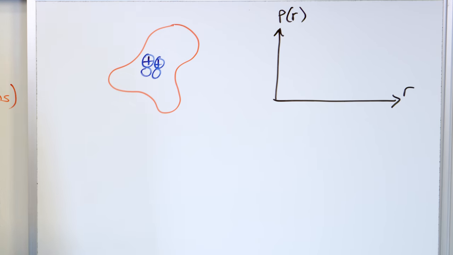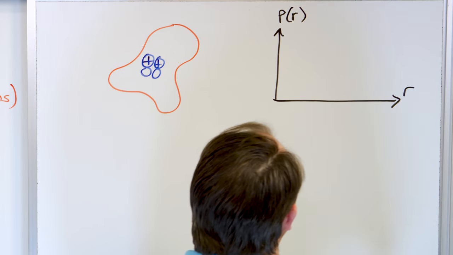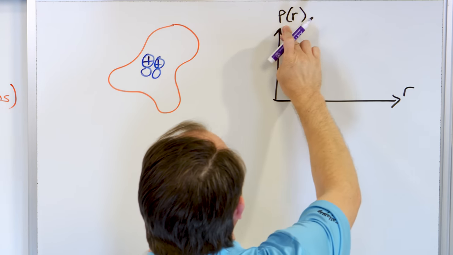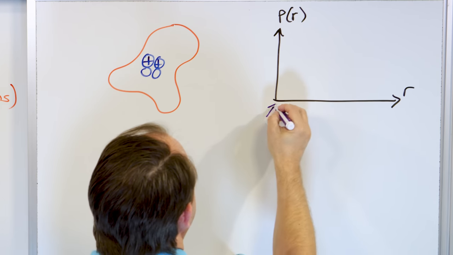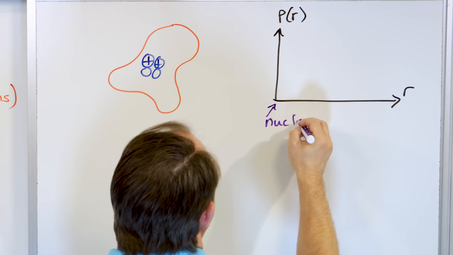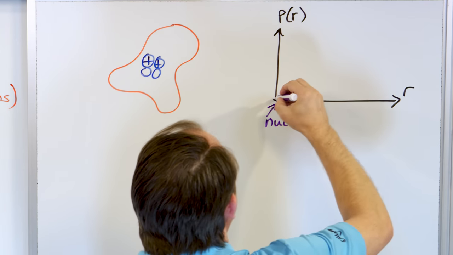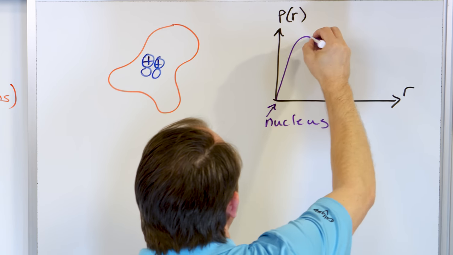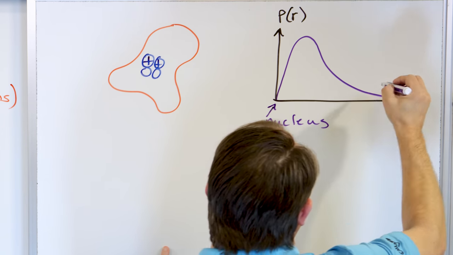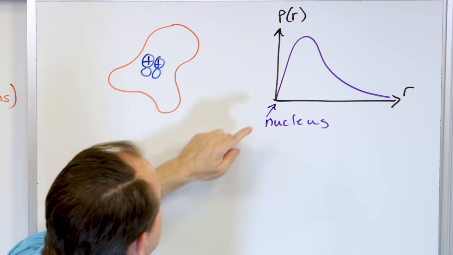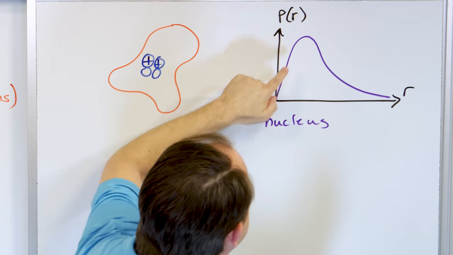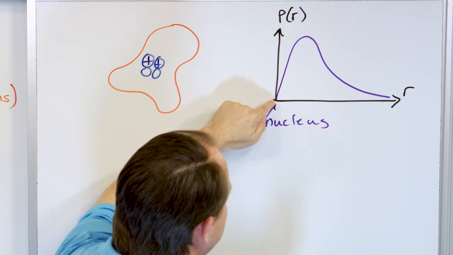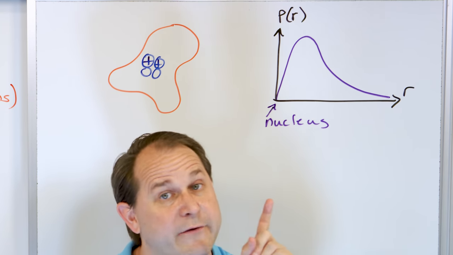So this is a simple graph. We'll get to more of them later. That tells you the probability of finding an electron some distance away from the nucleus. So the nucleus is right here, nucleus. And it turns out that this for hydrogen looks something like this. It goes up, and then it goes down, and it tails off like this. So what this is telling me is it's very, very unlikely to find an electron. The probability of finding an electron at the nucleus is very low. It's not zero though, but it's very low.